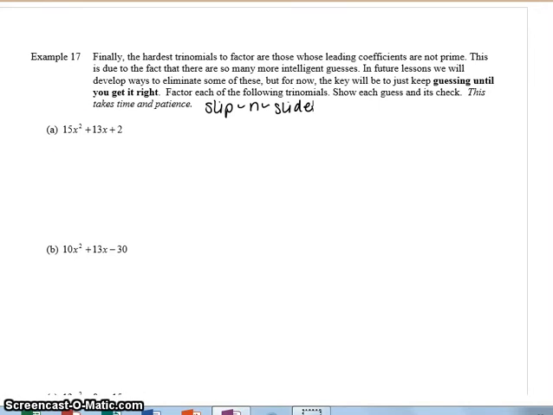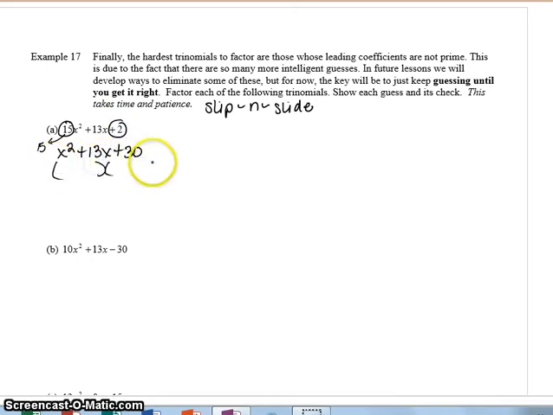Okay, so we were just talking about, well, what happens if your leading coefficient is no longer a prime number? Well, we're still going to treat it the same way and do a slip and slide. So if you slip out the 15, you're going to copy it down as x squared plus 13x, and don't forget you're multiplying 15 times 2, it would be plus 30.